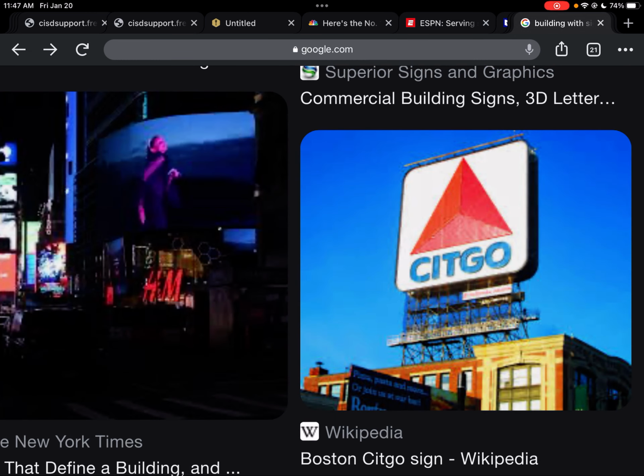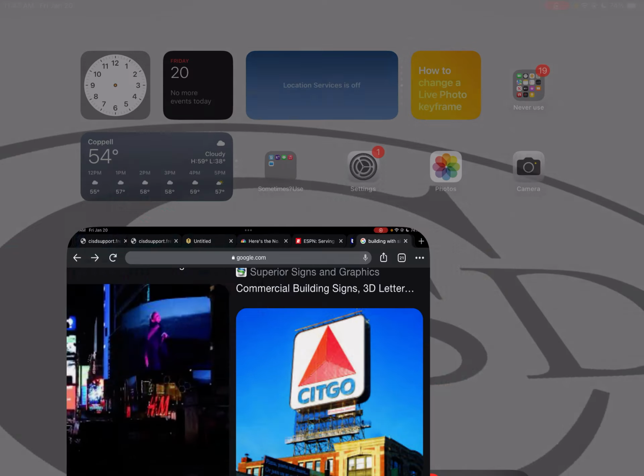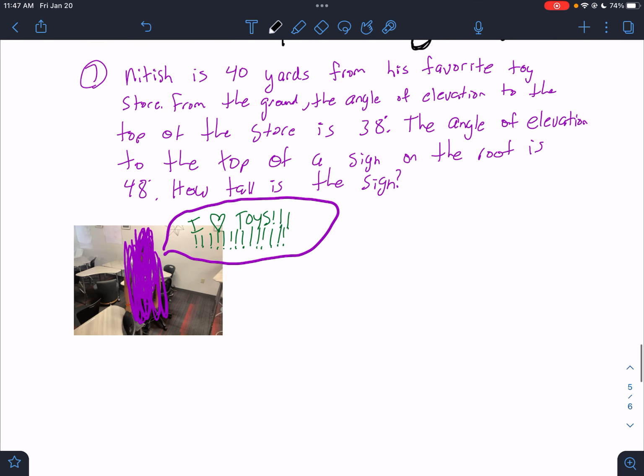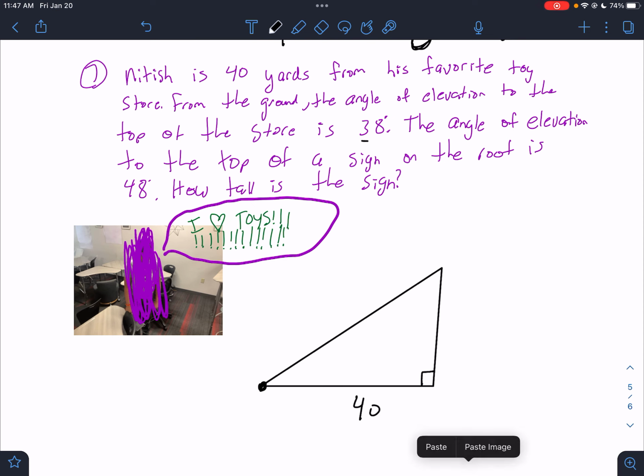If you are looking just to the top of the building, that's going to be a smaller angle of elevation. So the sign is on top of the building. So we got to break this into 2 parts. First situation, I have a point on the ground and I'm looking at the top of the building. That is situation number 1. I am 40 yards away. Angle of elevation is 38 degrees to the top of the building. Can I get the height of the building right now?